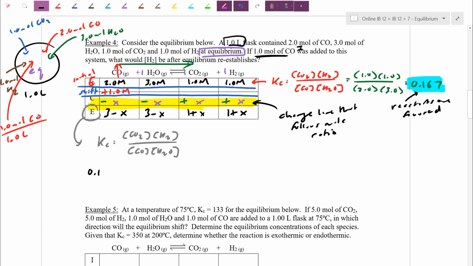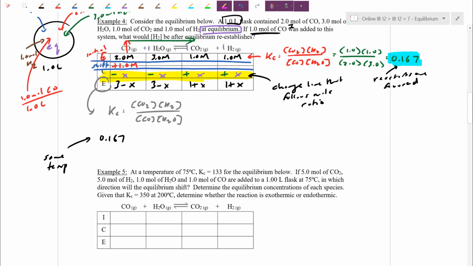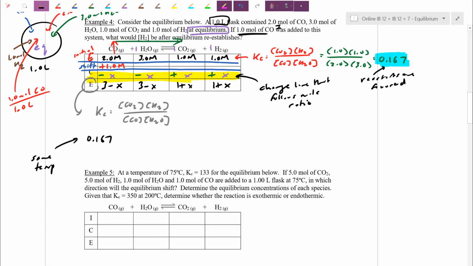So I'm going to punch in the 0.167. You can make a note to yourself. This is because we were at the same temperature. The numbers may be all wacky now, but because I didn't change temperature, my rate constant didn't change, my equilibrium constant also doesn't change. Because you have these two values here, we have a 1 plus x, all over a 3 minus x, and 3 minus x here.